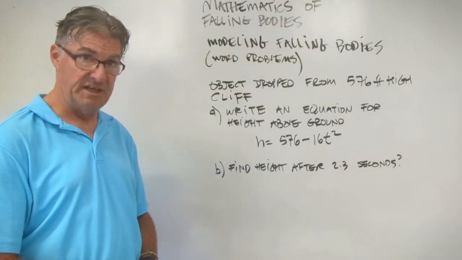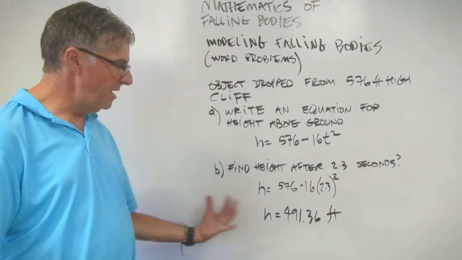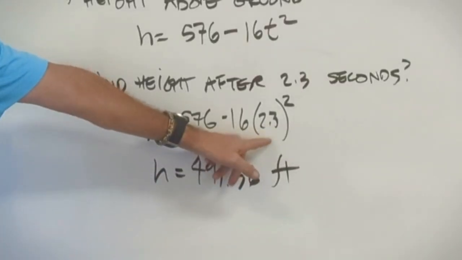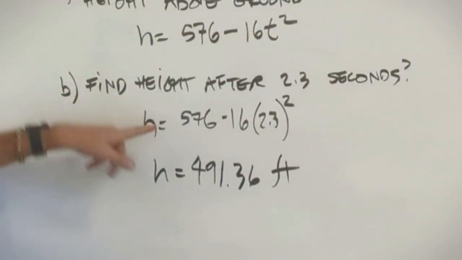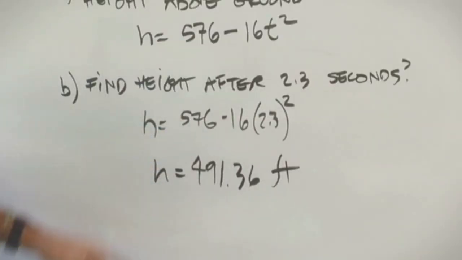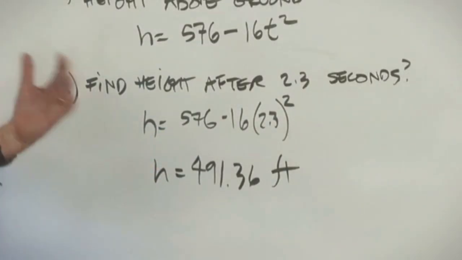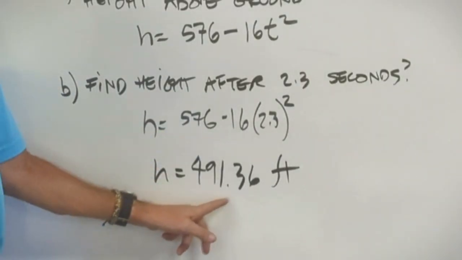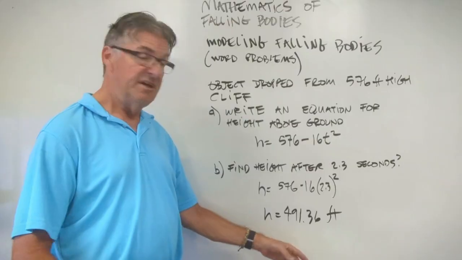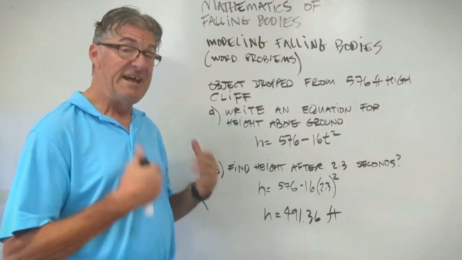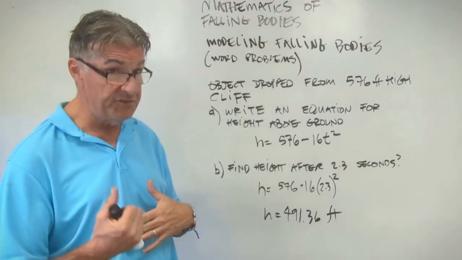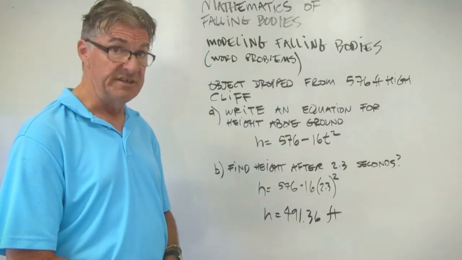Second prompt, find the height after 2.3 seconds. Pause the video, then come back. All right, I did my plug-in step. I put in 2.3 right here for t, brought everything else down. So there's my plug-in step. Then I pulled out my trusty calculator, I crunched the numbers, and I got 491.36 feet. So after 2.3 seconds of falling, that's how high above the ground this object is.